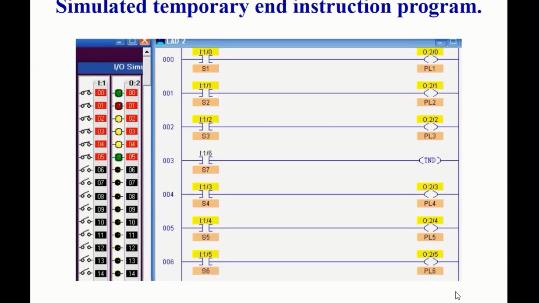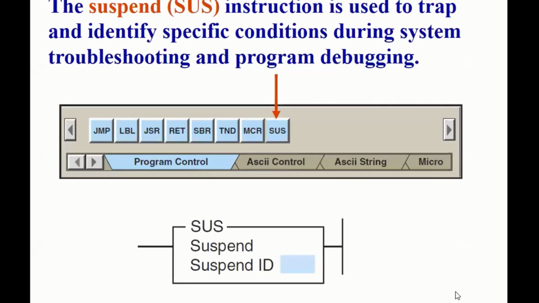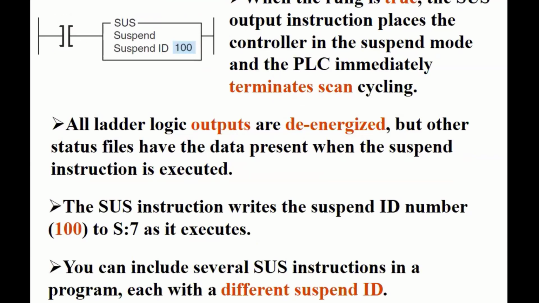It's a diagnostic tool. Suspend is the last one, I think. Yeah. To identify conditions that are disruptive and prevent debugging. All right. When the rung is true, the suspend output places the controller in the suspend mode, and the PLC immediately terminates scan. There's a way to suspend, right? All ladder logic outputs are de-energized, other status files have data present when the suspend instruction is executed.